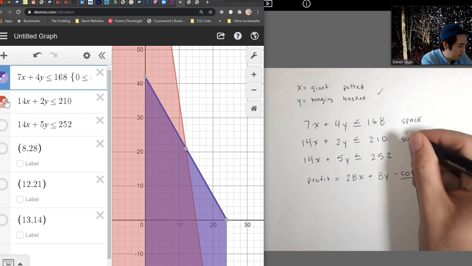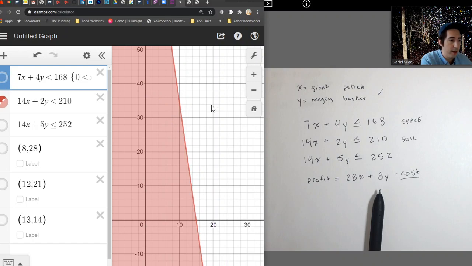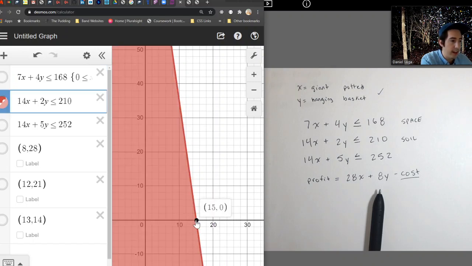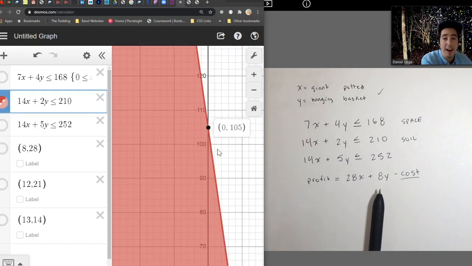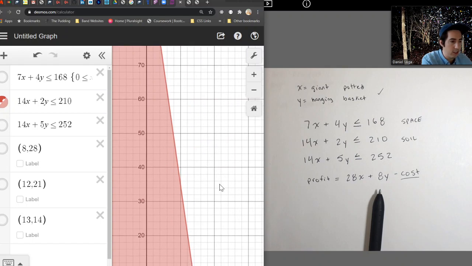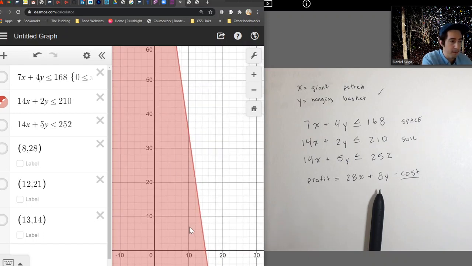The soil you have. If I get rid of the purple for a sec, the red one: for the amount of soil you have, you could have 15 giant potted plants and 0 hanging plants, or you could have 105 hanging plants and no giant potted plants. It's a very, very steep line because the difference in soil is so big. A giant potted plant takes 14 gallons of soil versus a hanging plant only takes 2. So it's pretty drastic here.